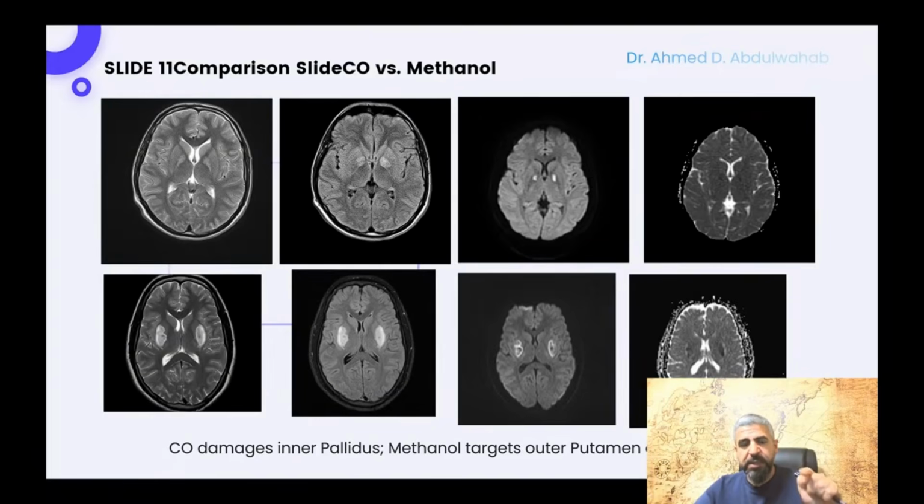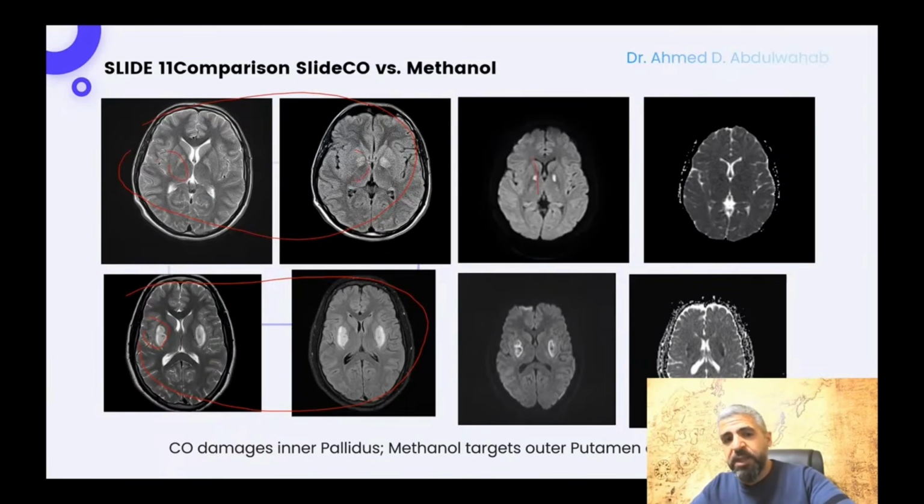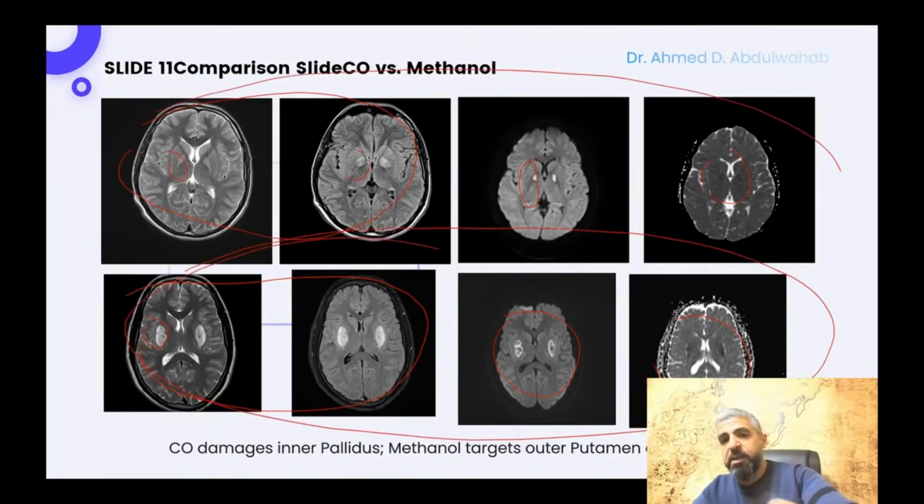To have more views, we can see the effect of CO poisoning on T2 and FLAIR, and the effect of methanol poisoning on T2 and FLAIR. Here it's affecting the putamen, here it's affecting the globus pallidus, and you can see the diffusion restriction here in the globus pallidus, diffusion restriction here in the putamen. This is due to methanol poisoning, this is due to CO poisoning.